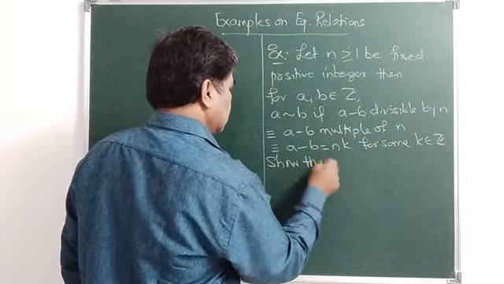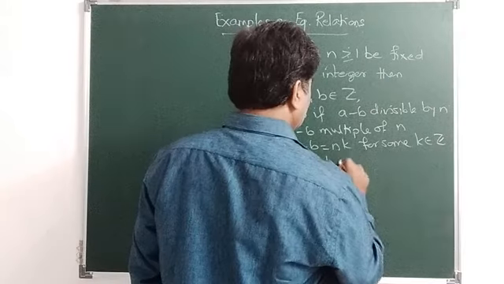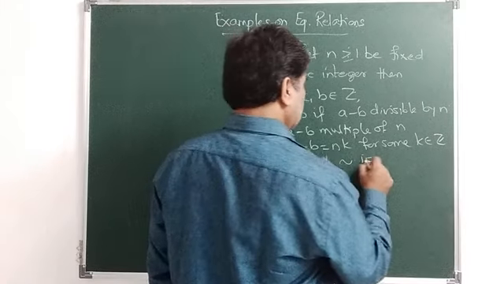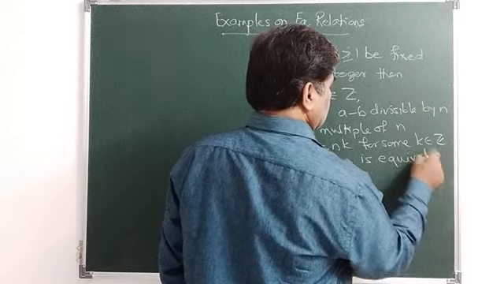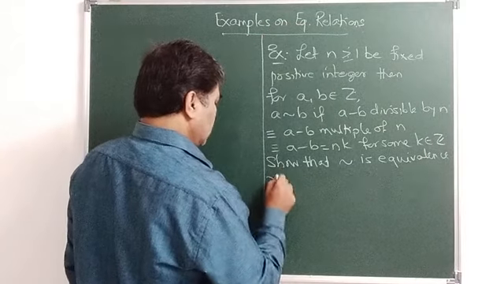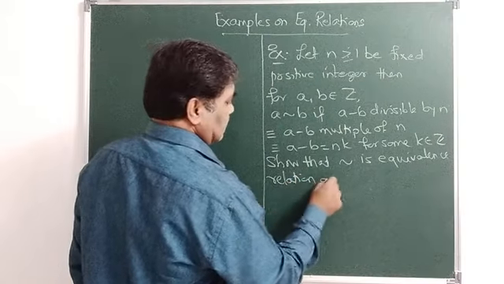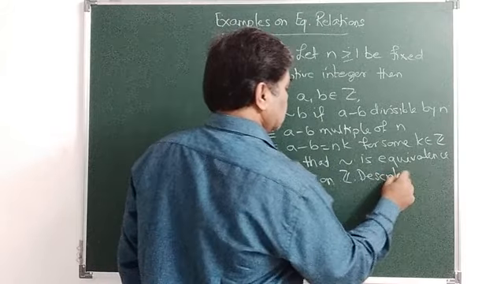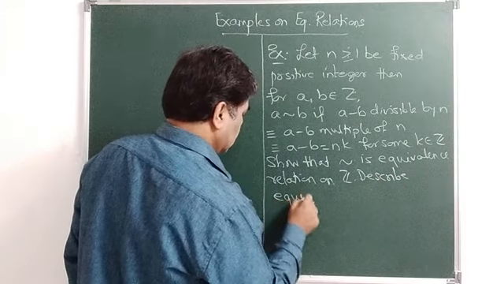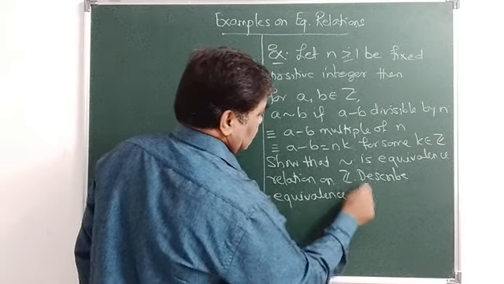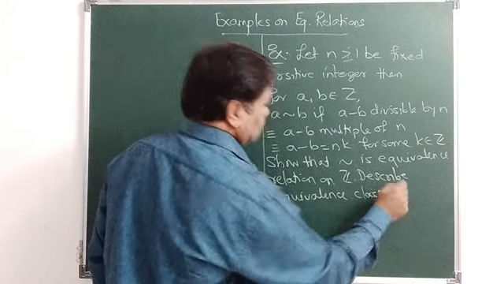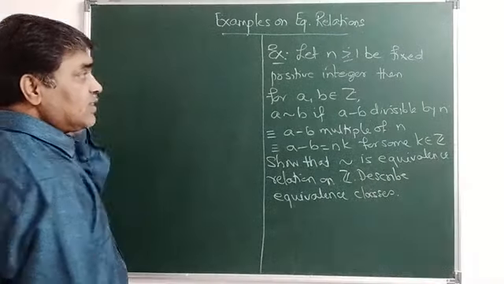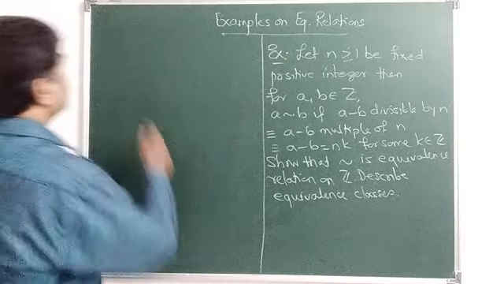So show that this relation is an equivalence relation on Z, and find and describe the equivalence classes. So we have to check whether this relation is reflexive, symmetric, transitive. Solution.